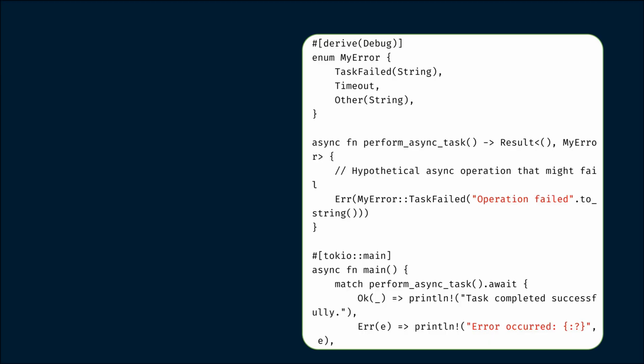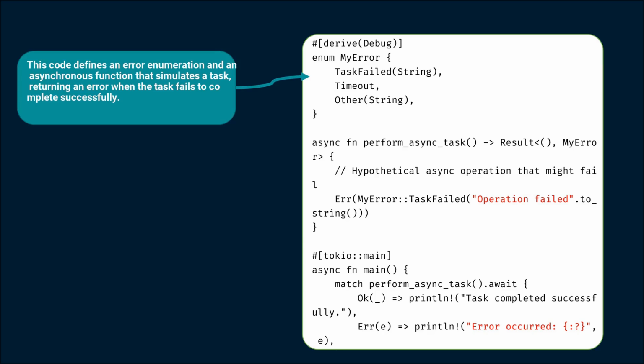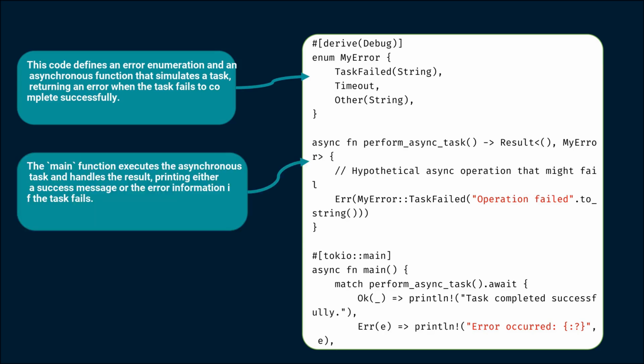Now let's see how we can implement a custom error type for our asynchronous operations. We start by defining an enum named MyError that encapsulates various types of errors we may encounter during execution. This includes specific failure cases such as TaskFailed, which takes a string message to describe the failure, and a general Other variant for any unforeseen errors.